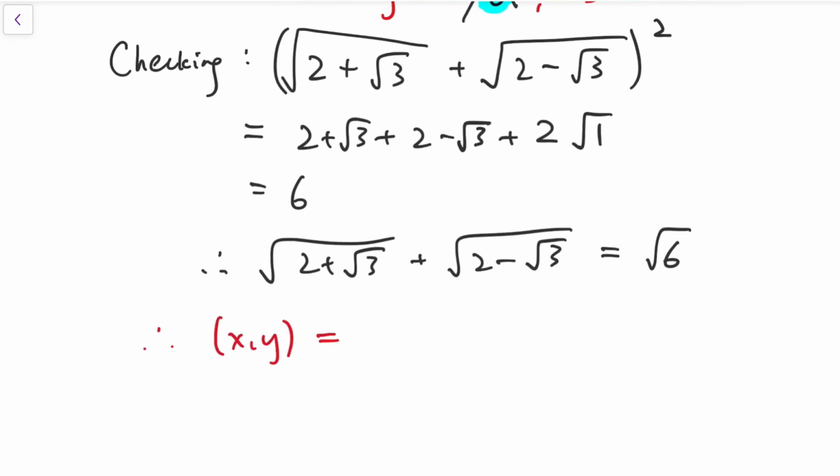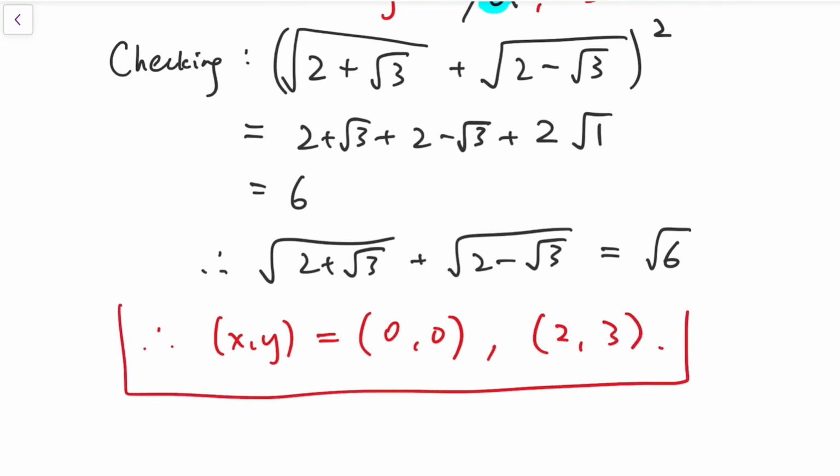So xy is either both equal to 0, or x equals 2 and y equals 3. So this is the final answer.